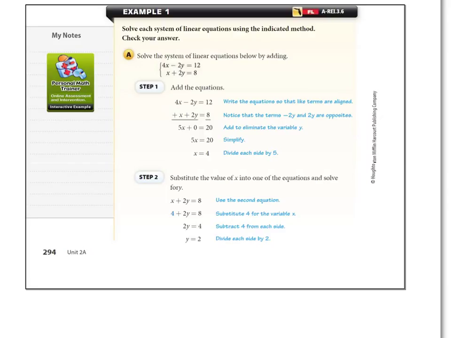So here in example 1, again, they've worked one out for you. If you notice, the two y's are opposites, which means when you add these two equations together, they're going to cancel out. Now they write a 0, we're literally just going to put a line through it. We would just start with the 5x equals 20 line, which means x is equal to 4. Then you choose which equation looks easier. The bottom one looks easier than the top to plug it back into. So you replace the x with 4 and solve for y.